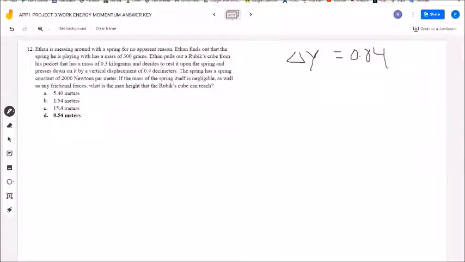But the spring's mass is negligible, so we don't need to know about this anyway. Cross it out. This is just extra information, as well as frictional forces. So ignore any frictional forces. What is the max height that the Rubik's Cube can reach?